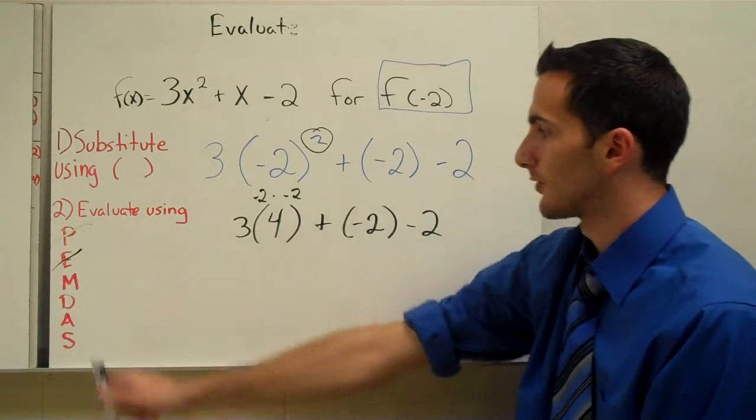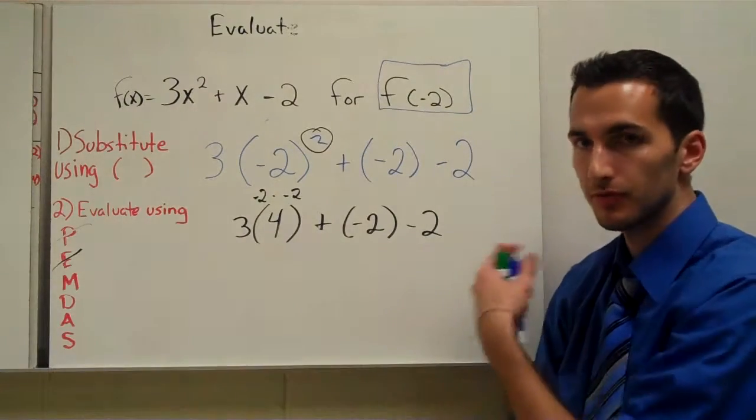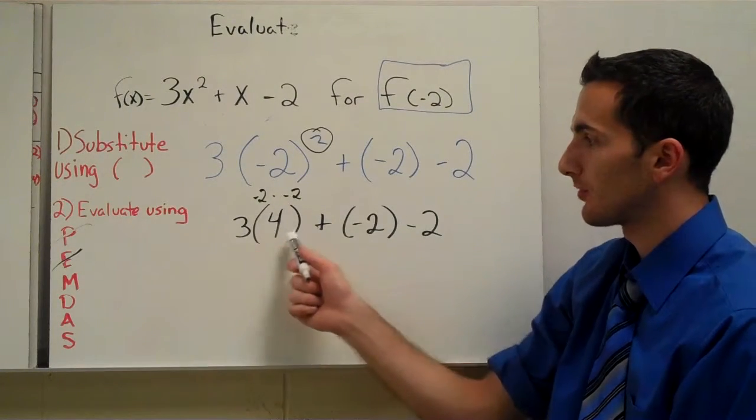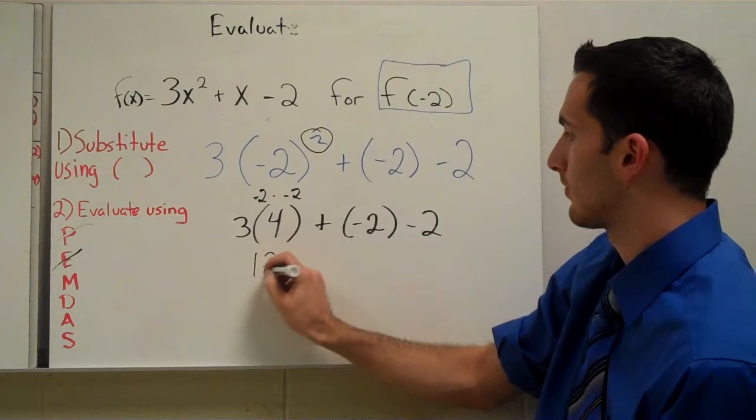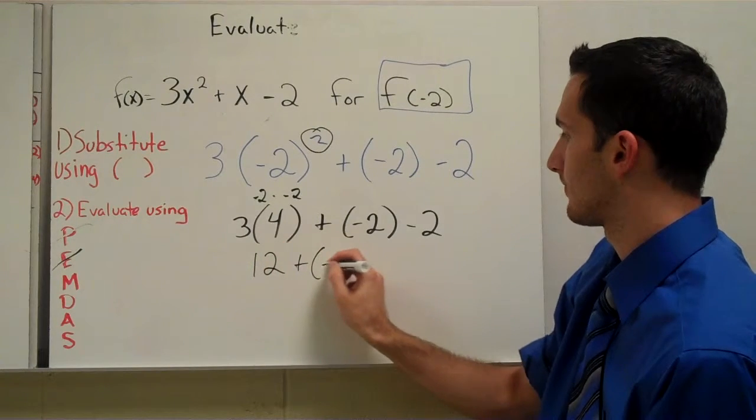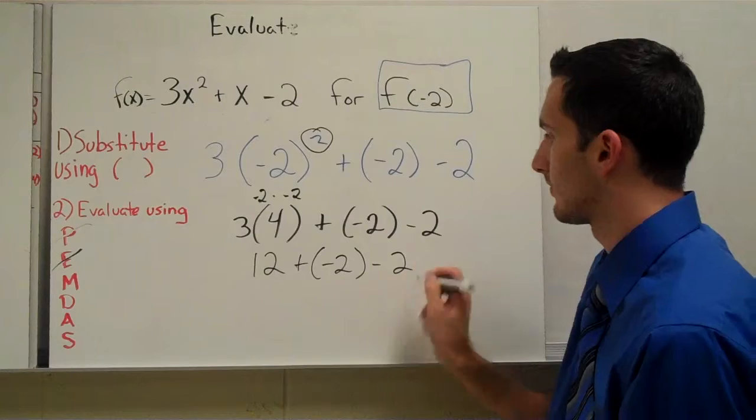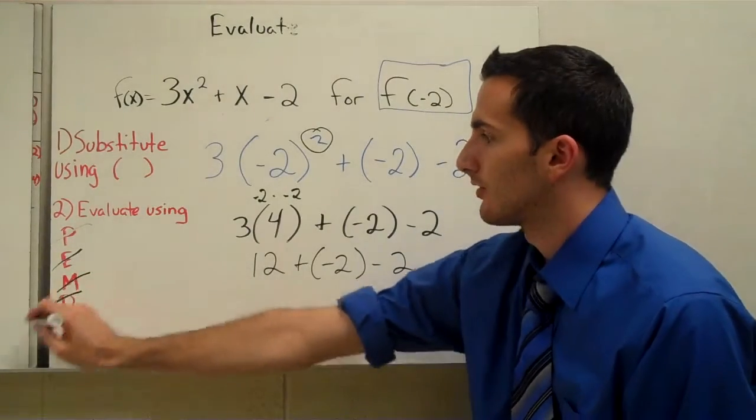Next, done with the exponents. Multiply or divide from left to right. Okay, I see multiplication right here. 3 times 4, that's 12. I'm going to bring everything else down. So multiplication and division is done.